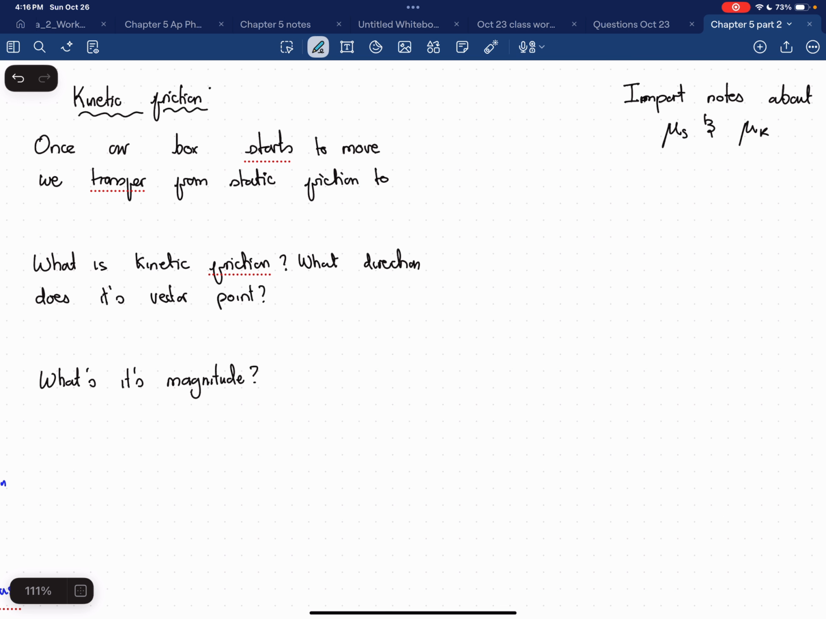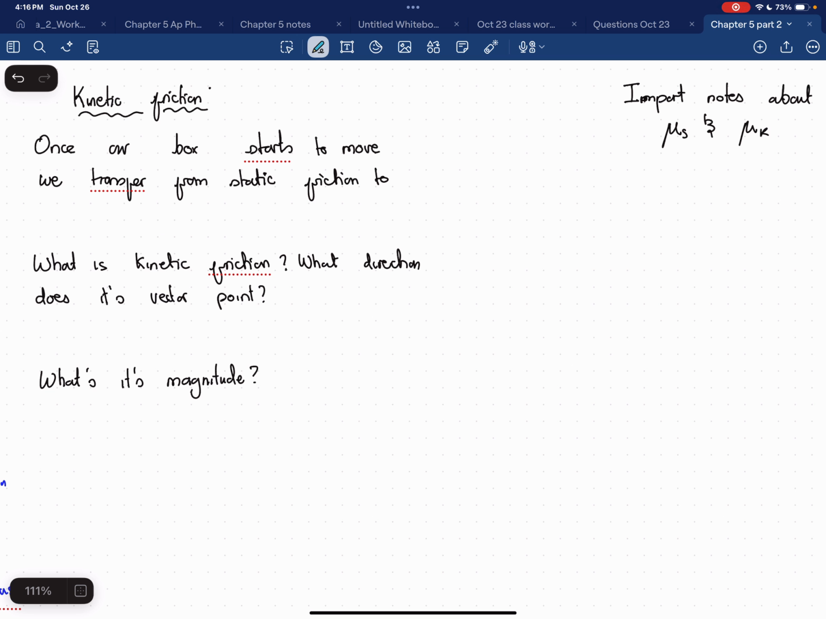All right. So, imagine our box. Remember our box example? Our box was stuck for a very, very long time. But now we've actually got it to move. So once our box surpasses the maximum magnitude of static friction, we get into kinetic friction. After that, we get into kinetic friction.